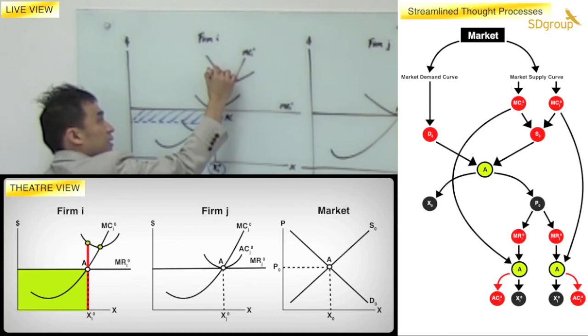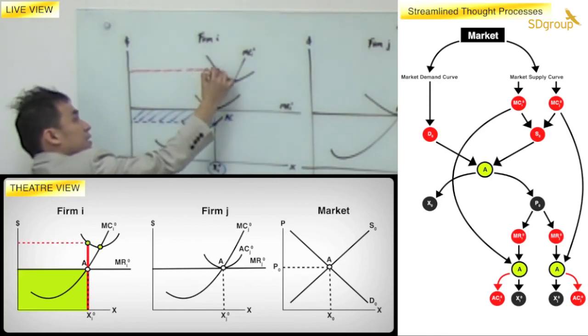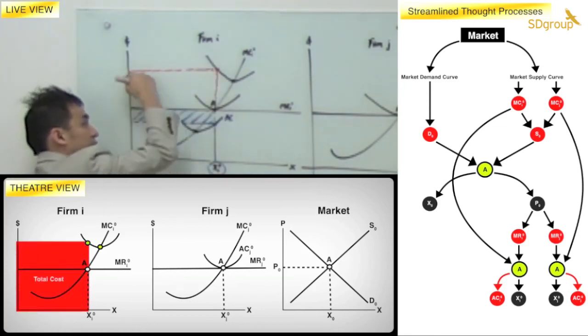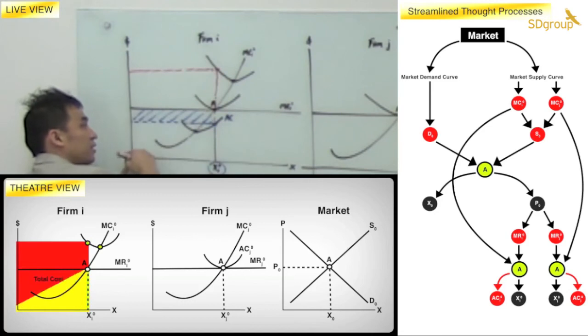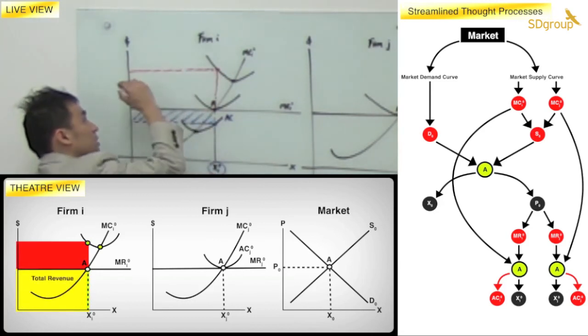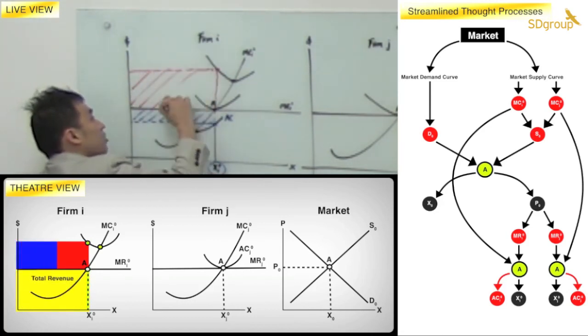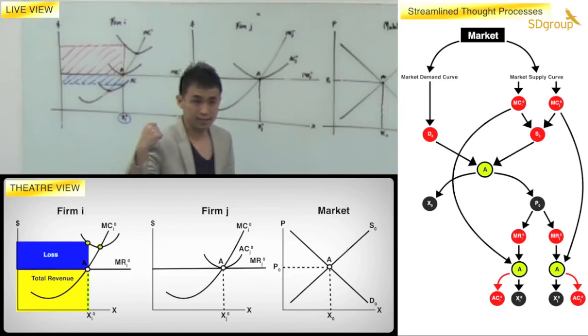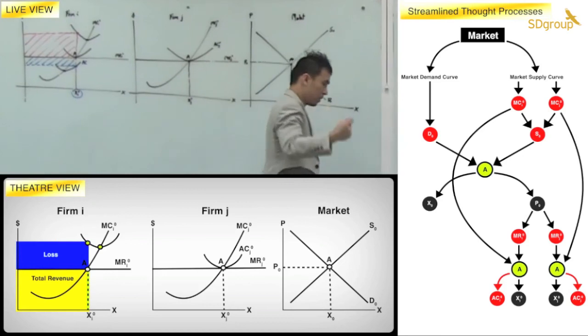Stop. Okay. This vertical distance will be the average cost. Average cost multiplied by quantity, this area will be the total cost. Total cost bigger than total revenue. So you are making a what? You are making a loss. You understand? So you must have the ability.